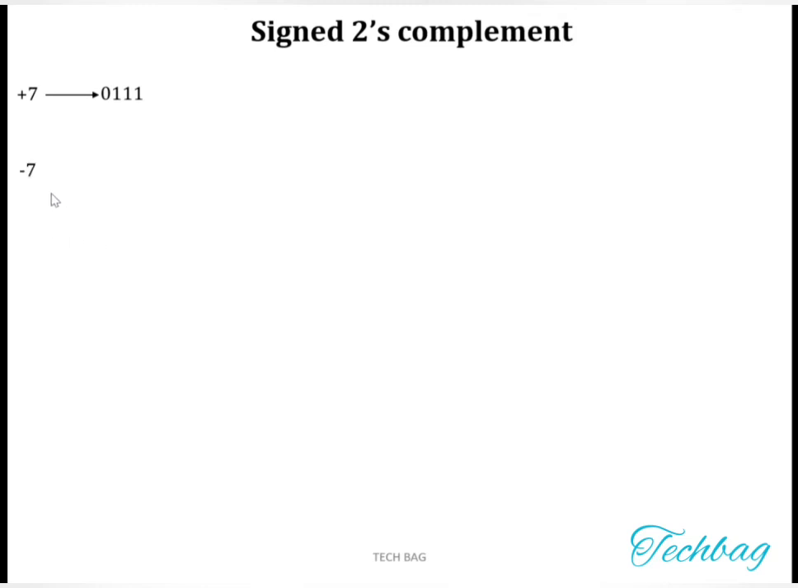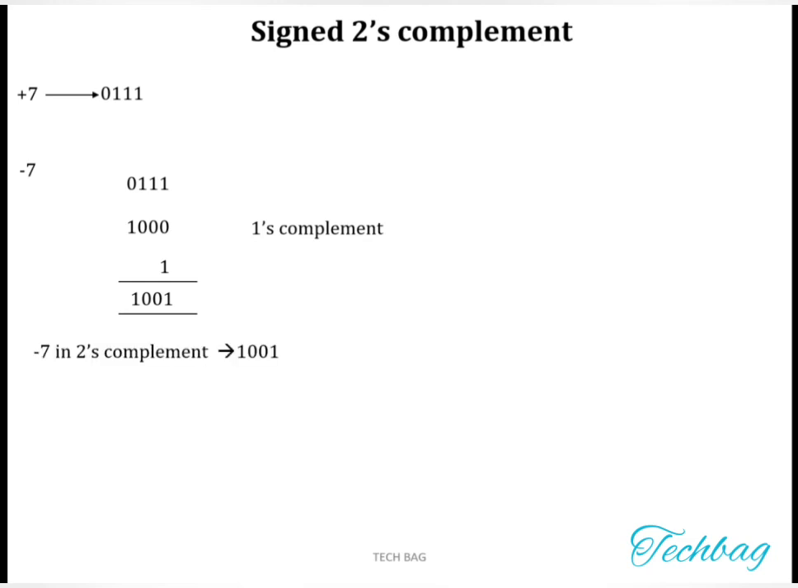So first, get the 1's complement of this number. Then add 1 with that 1's complement to get the 2's complement. To get 1's complement, first write the equivalent positive number 0, 1, 1, 1. Then invert each bit. That is, replace zeros by 1 and 1s by zeros. Now you get 1's complement representation of this minus 7: 1, 0, 0, 0. To get 2's complement, you have to add 1 with this. If you are adding 1, you get 1, 0, 0, 1. So this is the 2's complement representation of the number minus 7.